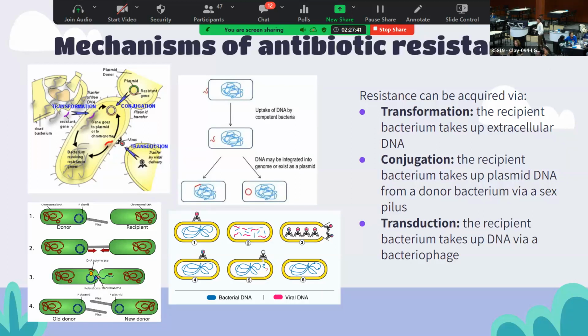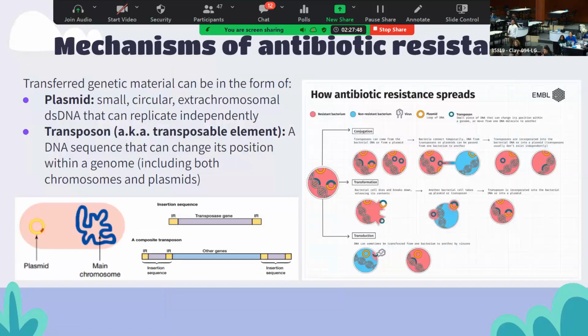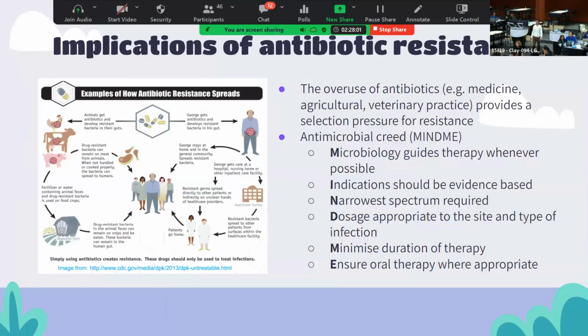Next, transformation, conjugation, transduction. That's how they get it. If you weren't there yesterday, you can go over these slides yourself. And in terms of the genetic material, you have plasmids and transposons. Plasmids are the circular DNA; transposons are the movable DNA that can jump between the main chromosome and the plasmid. And then the implications of this, really all you have to remember is that any time you use antibiotics contributes to AMR. Remember MindMe, you can go through that yourself.